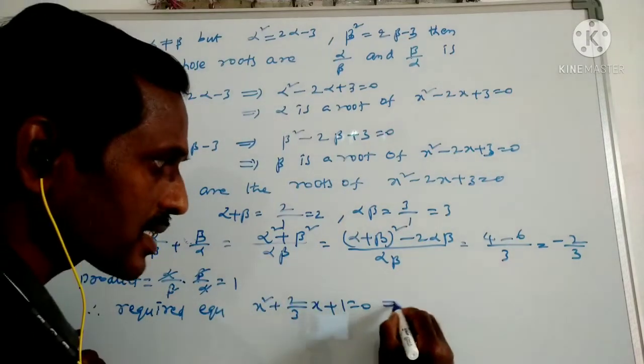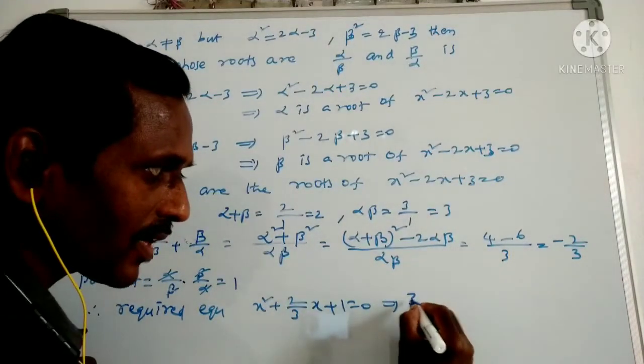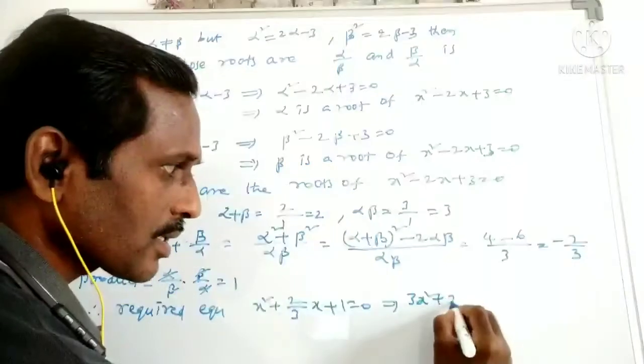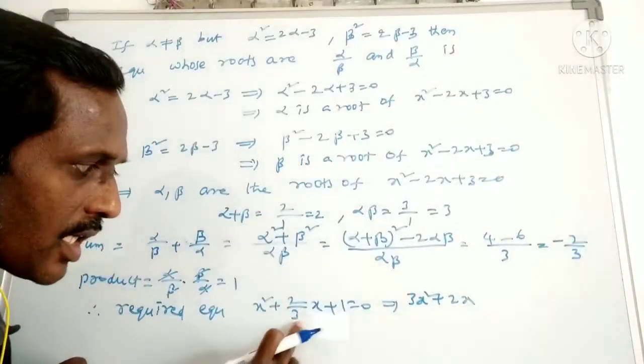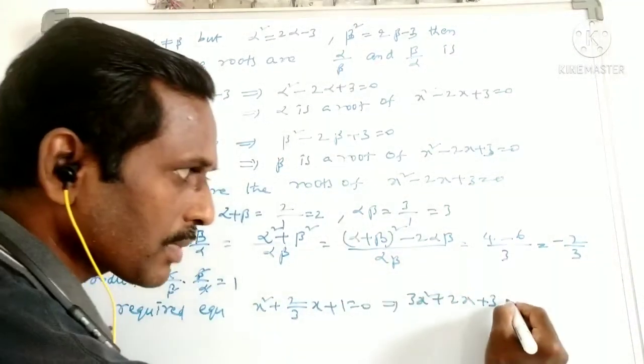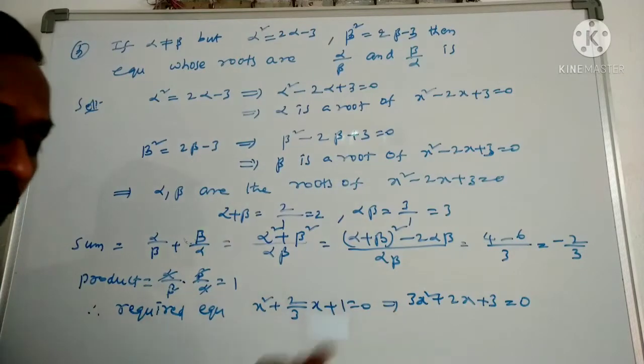So this implies taking 3 as the LCM, 3 into x square is 3x square, plus 2x as it is, and 3 into 1 is 3. After taking the LCM and cross multiplication, equals 0. So it is the answer.